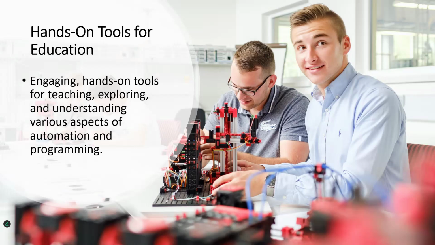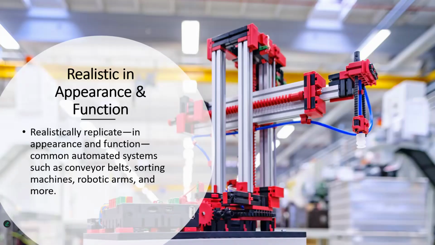Now, this can be for understanding how automated systems work, or also for having a tangible physical system to observe and work with in a programming or PLC-focused learning environment. The models, once again, are designed to realistically replicate in both appearance and function common automated systems such as conveyor belts, sorting machines, robotic arms, and more.